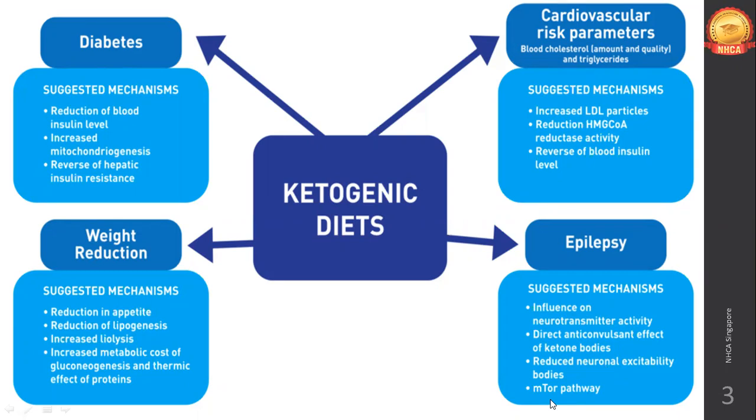mTOR is a switch which is used by insulin as well as leucine. That's a kind of protein. This helps you to maintain the secretion of growth hormone. And when your body is deficient of insulin, your body is not producing insulin. When your body is deficient of protein, the growth hormone will not be switched on. So that is the mTOR pathway.